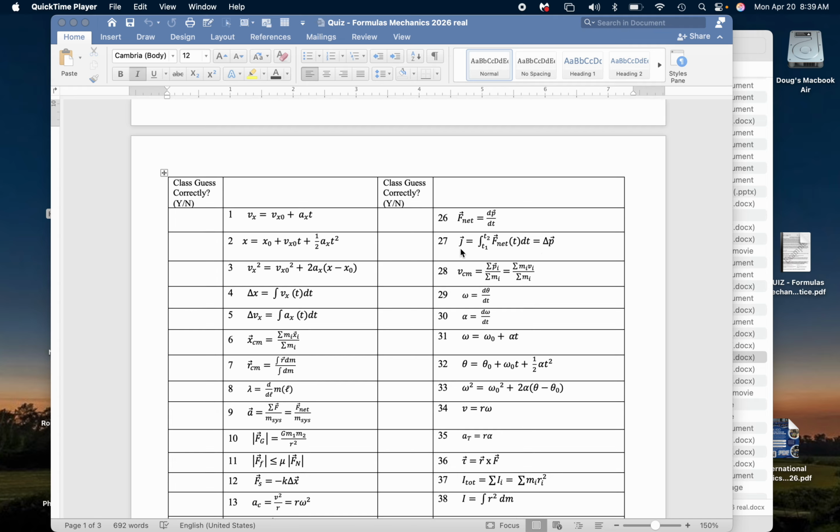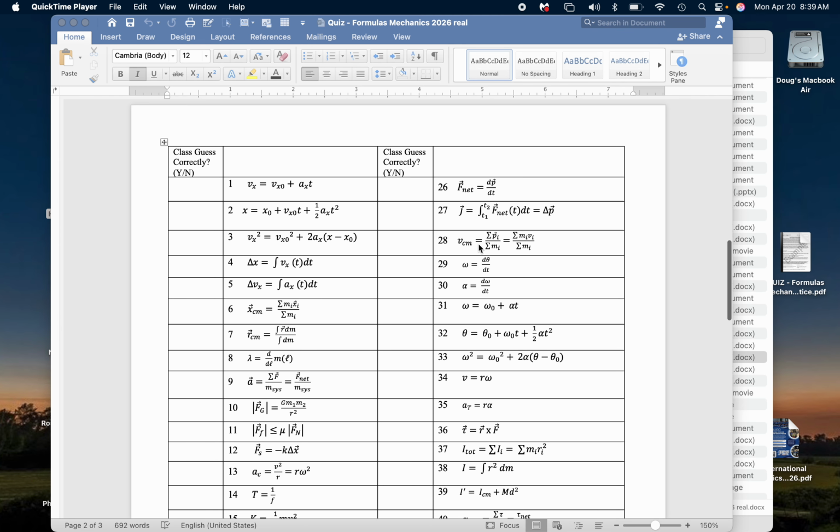Essentially, impulse is the letter J, it's Newton seconds. It's also the area of a force versus time graph. But I would say the impulse formula would be the easiest way to remember that. 28, velocity of the center of mass of an object is basically the summation of all the masses times velocities divided by a summation of all the masses. If you look, it's really similar to formula number 6 for the center of mass of a position, except we're changing positions with velocities.